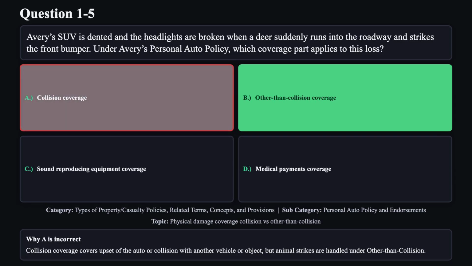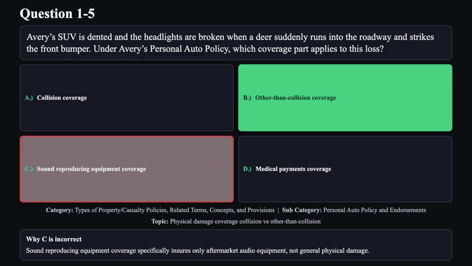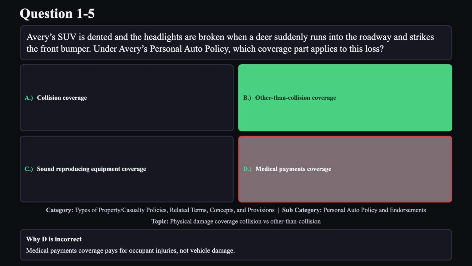Reason A is not correct. Collision coverage covers upset of the auto or collision with another vehicle or object, but animal strikes are handled under other than collision. Reason C is not correct. Sound reproducing equipment coverage specifically insures only aftermarket audio equipment, not general physical damage. Reason D is not correct. Medical payments coverage pays for occupant injuries, not vehicle damage.